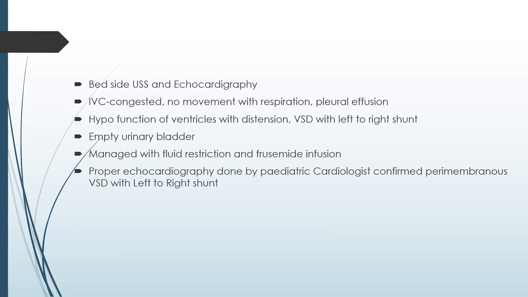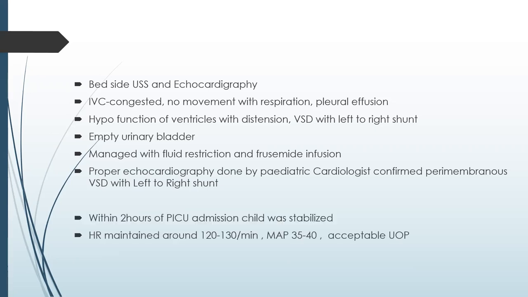After that, a proper echo was done with a pediatric cardiologist: perimembranous VSD with left to right shunt. He said fluid overload is there, so we can increase the furosemide infusion. Within 2 hours of PICU admission, the child was stabilized. Heart rate maintained around 120 to 130, MAP around 35 to 40 mean arterial pressure, and acceptable urine output was there. So we continued monitoring.